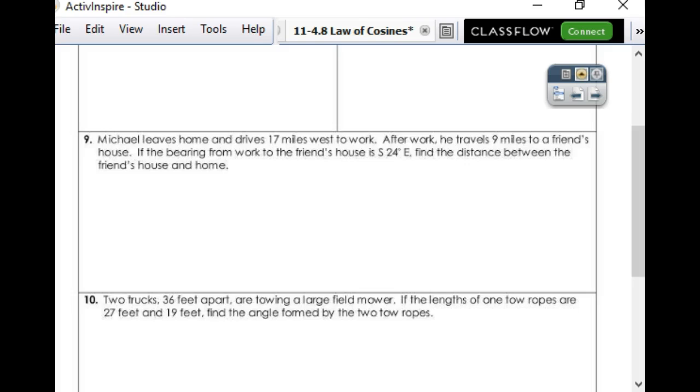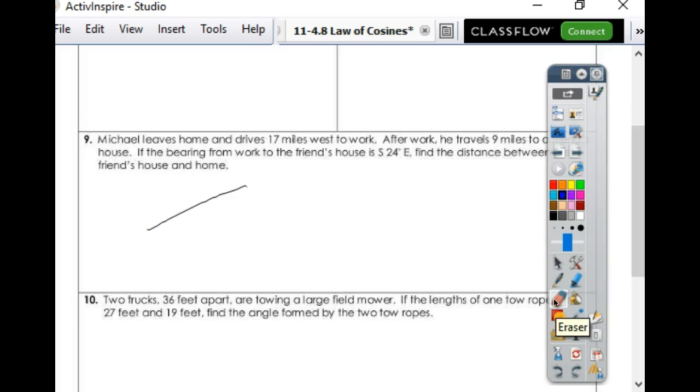Well, I don't even need to let you work anymore. Very first line: Michael leaves home and drives 17 miles west to work. This is what I see on your papers. That is not west. Any day, ever. Yeah, but does it say southwest? No, it does not. It says he drives west.